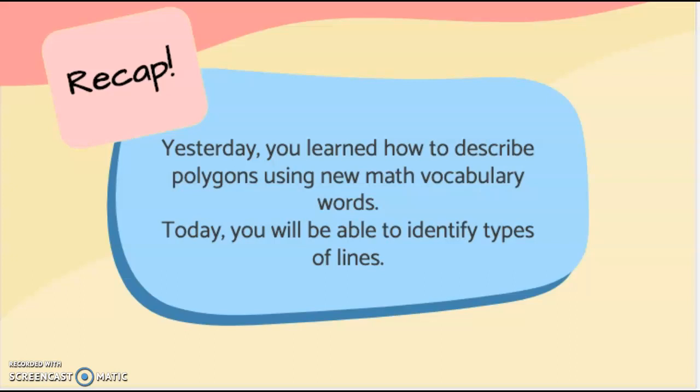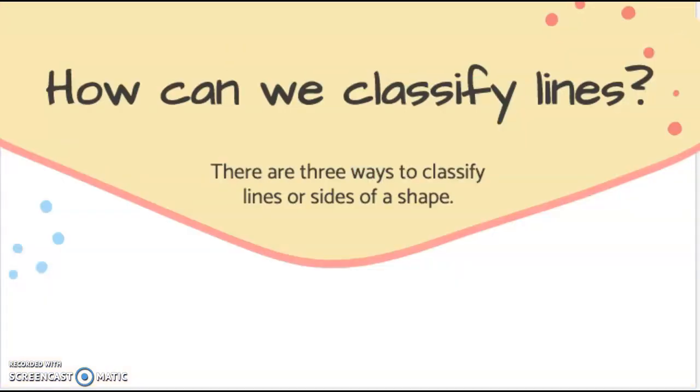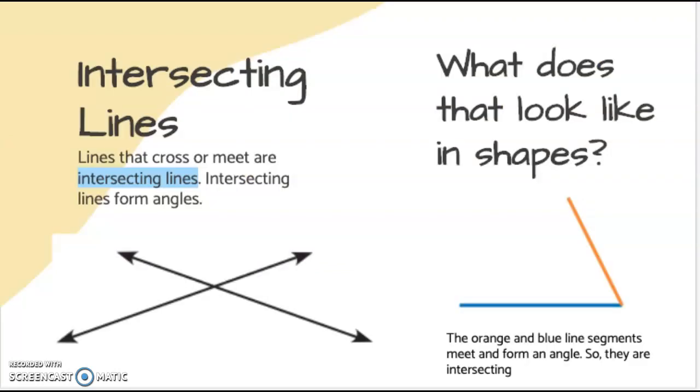Today, you're going to be able to identify the types of lines within a polygon. That means we're going to look at their sides. How do we classify lines? There are three ways that we can classify lines or sides of a shape. Remember, we're going to look at the sides or the lines of the shape, and we have three different ways. The first way is through intersecting lines.